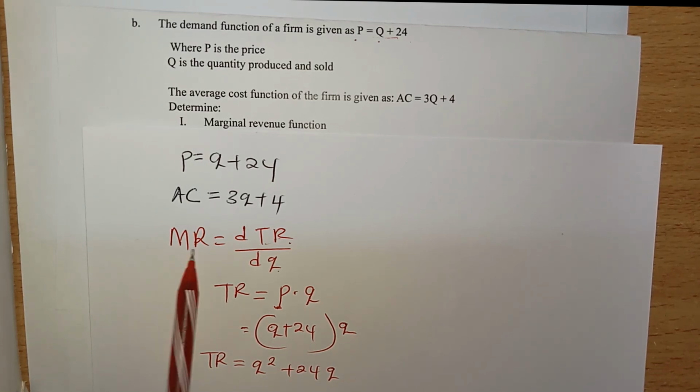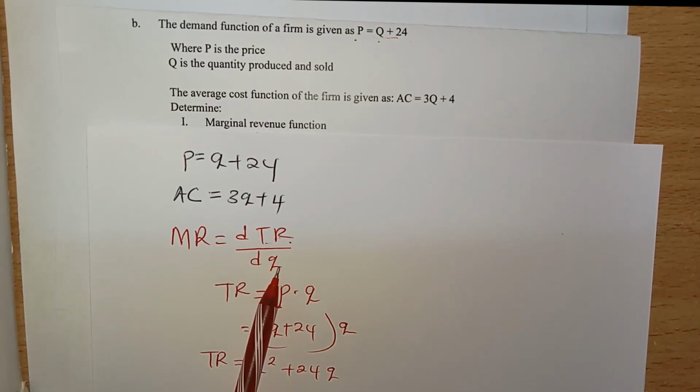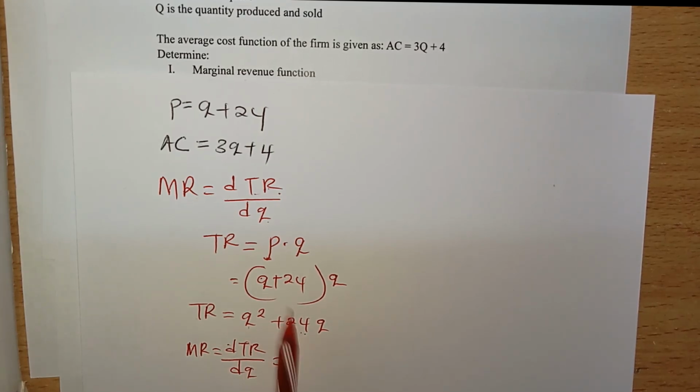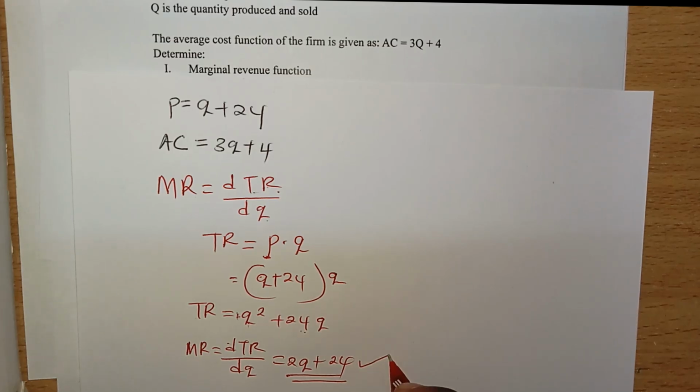But I've told you that for us to get the MR function, we need to differentiate the TR function with respect to Q, or with respect to the number of units produced and sold. Now we have the TR function as Q squared plus 24Q. So to get the MR, we differentiate this function, that is dTR over dQ. According to the law of differentiation, you take the power and multiply by the number before the unknown. So 2 times 1 gives you 2, and you are left with Q, and this one remains as 24. So this is our marginal revenue function.